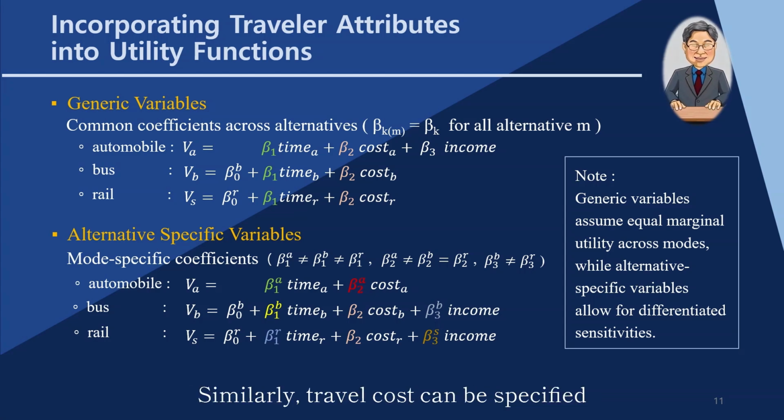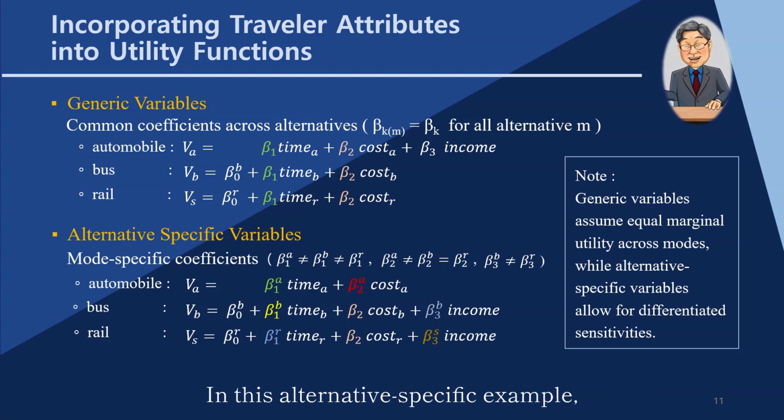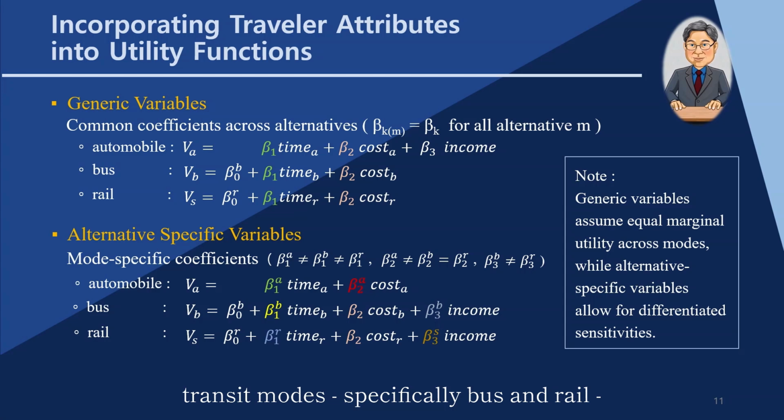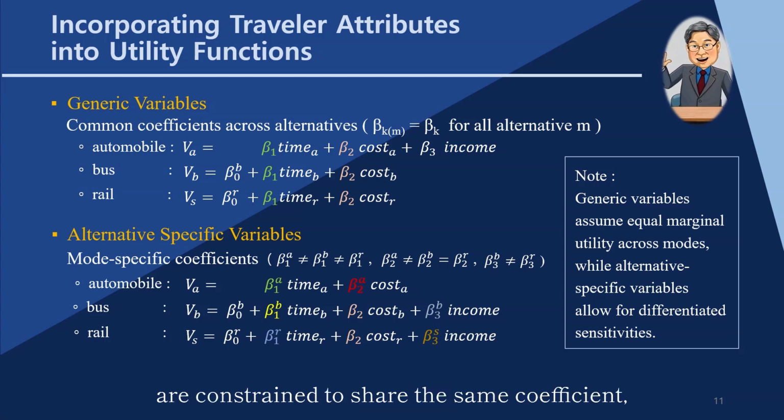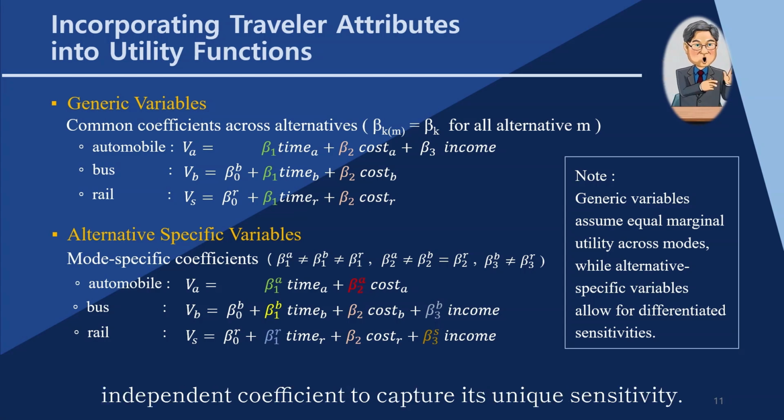Similarly, travel cost can be specified as either a generic or an alternative-specific variable. In this alternative-specific example, transit modes, specifically bus and rail, are constrained to share the same coefficient, while the automobile is specified with a distinct independent coefficient to capture its unique sensitivity.